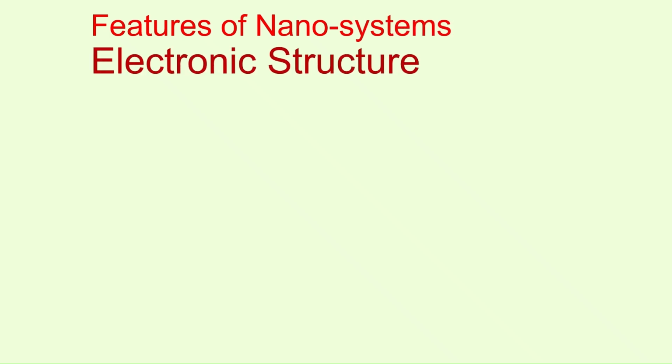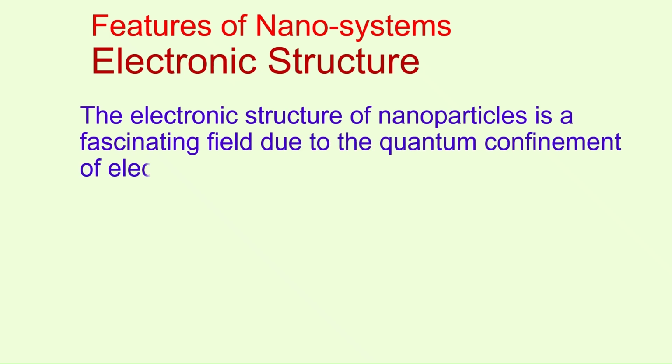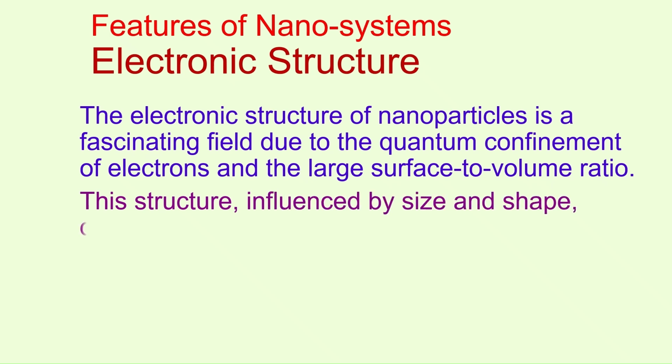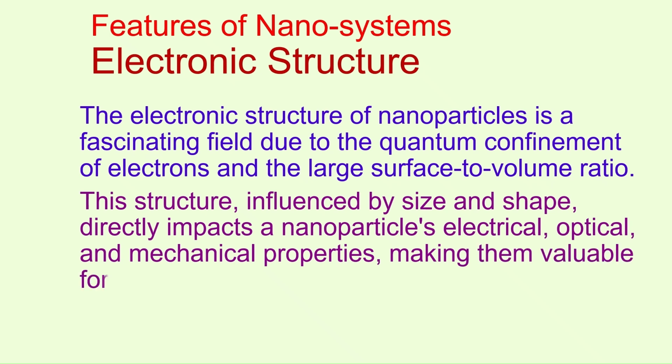Features of nanosystems. Electronic structure. The electronic structure of nanoparticles is a fascinating field due to the quantum confinement of electrons and the large surface-to-volume ratio. This structure, influenced by size and shape, directly impacts a nanoparticle's electrical, optical, and mechanical properties, making them valuable for various applications.